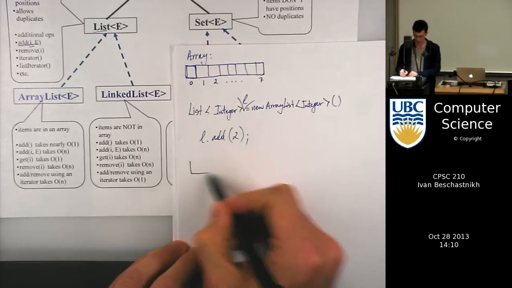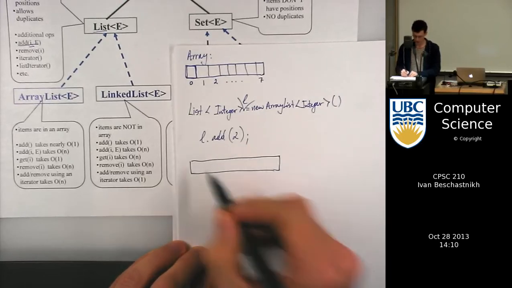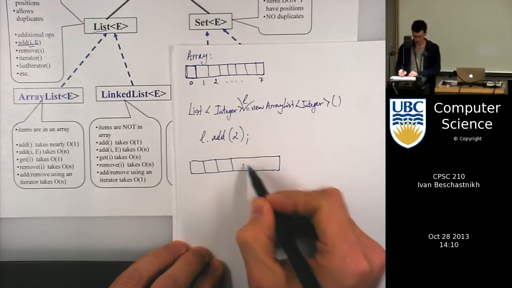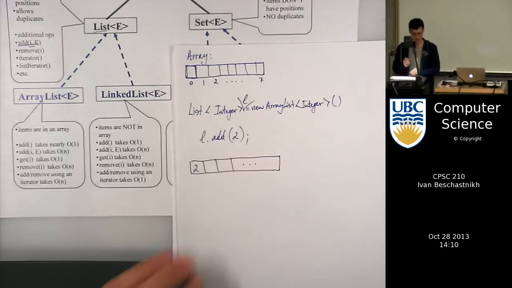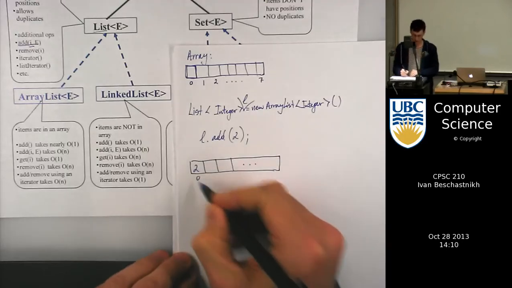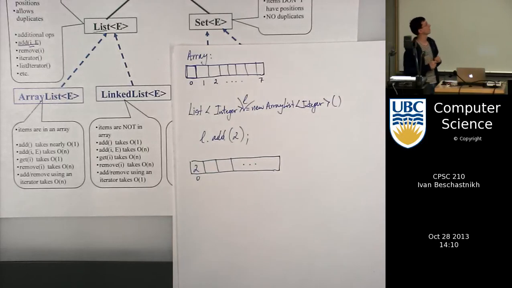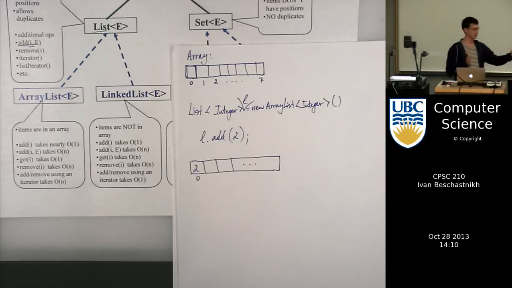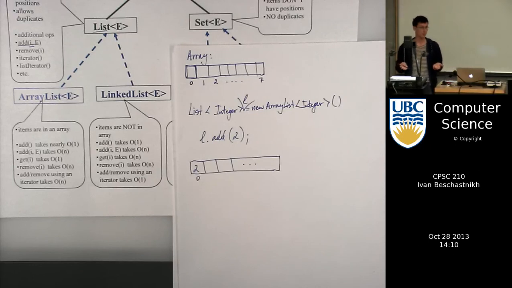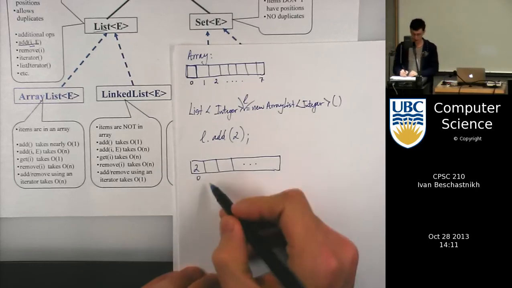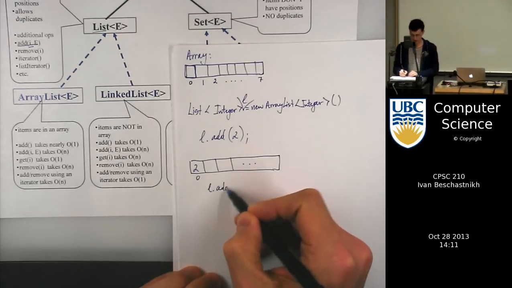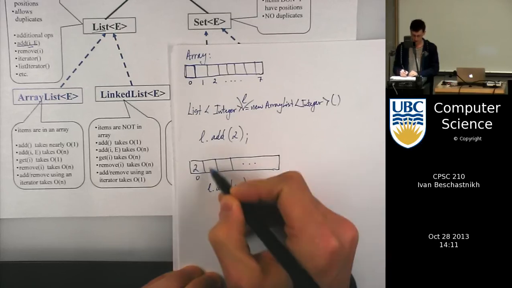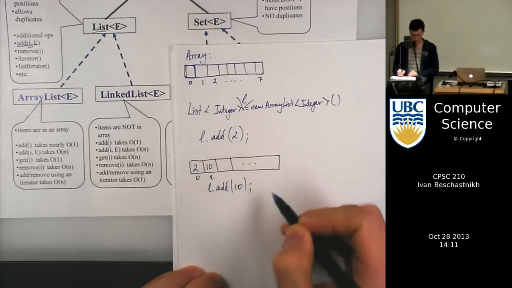And this will change my picture to look like the same array with the same cells, except that number 2 will be in the first cell at position 0. That's my in-memory representation of an array. An array is just a contiguous amount of memory that was allocated for you to use in your programming language. And so if I do L.add 10, then I'll add 10 at the next position, and so on and so forth.